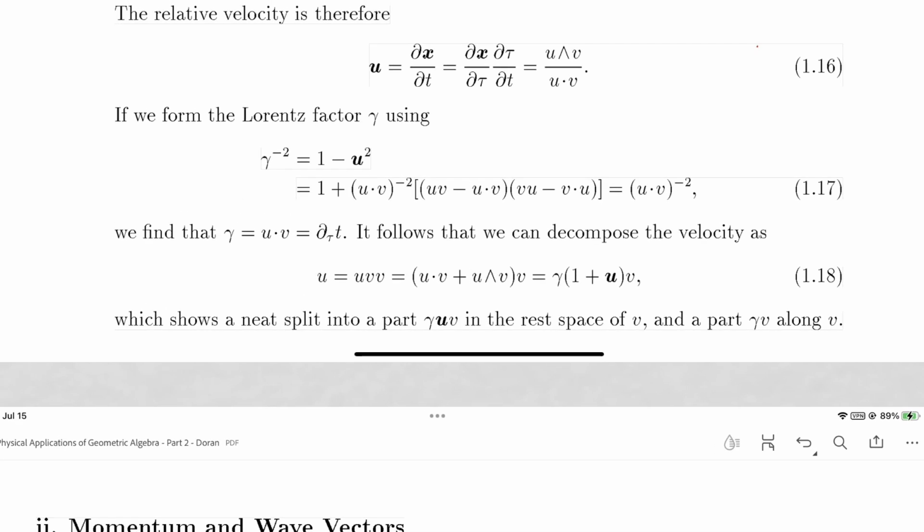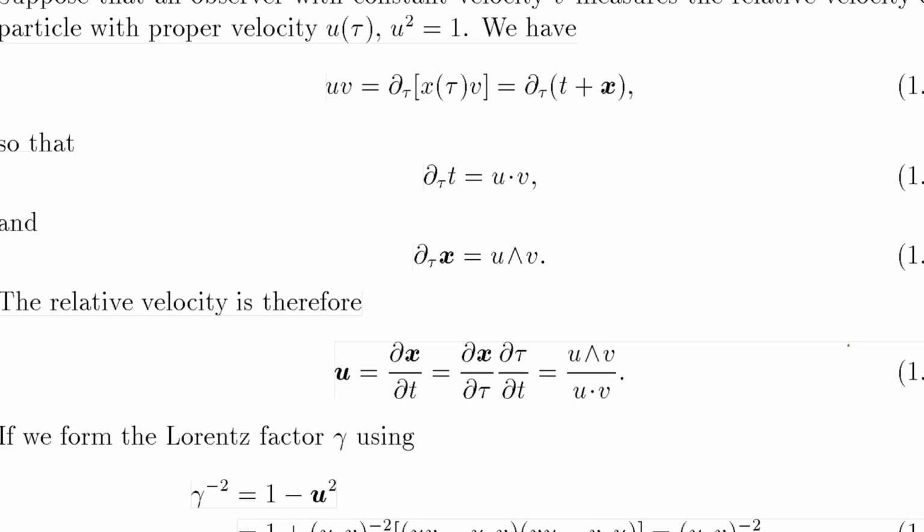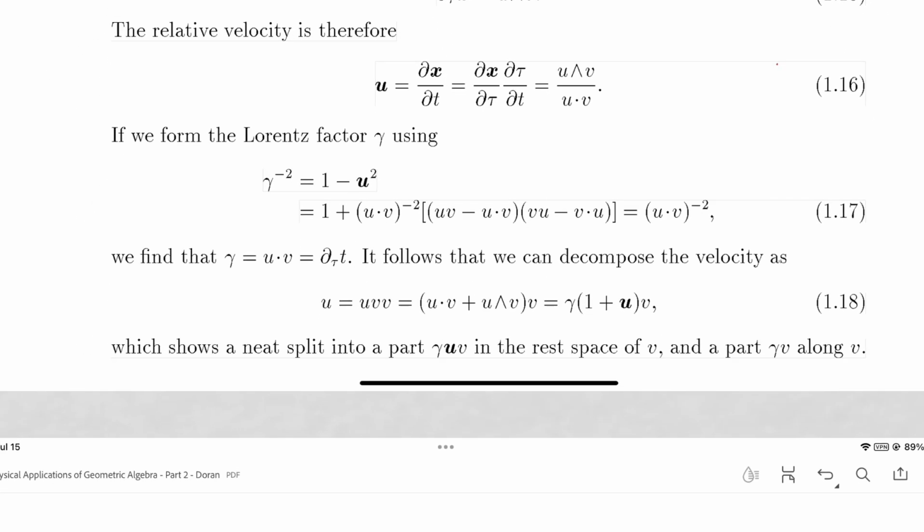I don't quite understand why they do this paragraph. I've already identified gamma right here. As soon as I saw dt d tau, I said, oh, that's gamma, cool. Gamma's just right there. But they're saying, no, we have to now form the Lorentz factor gamma.